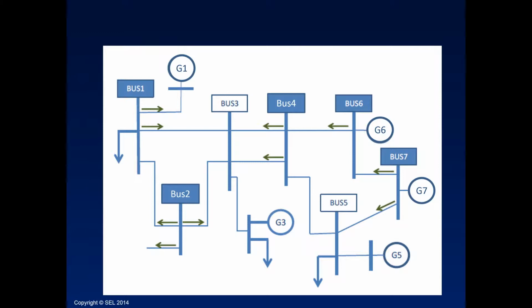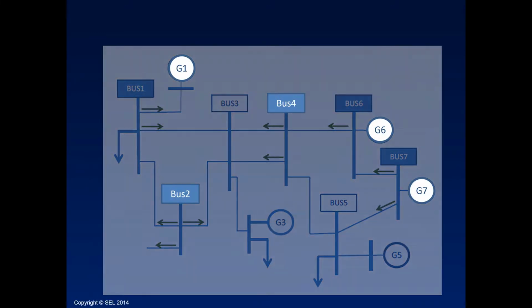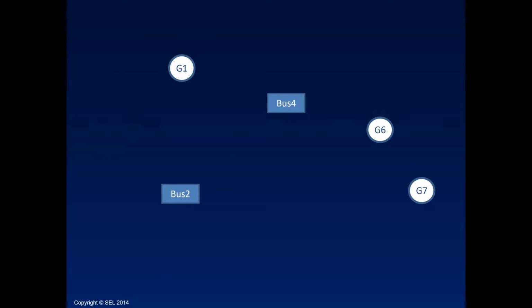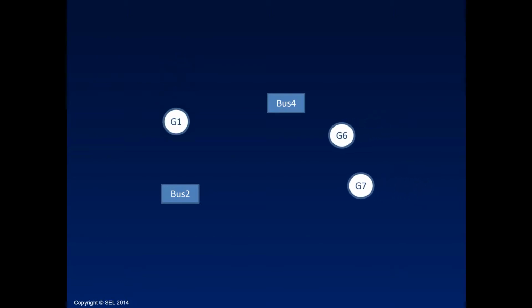This one-line diagram shows the test system for oscillation test case number 2. The locations of generators 1, 6, 7, and buses 2 and 4 are displayed in the Synchrowave Central map as shown in this animation.